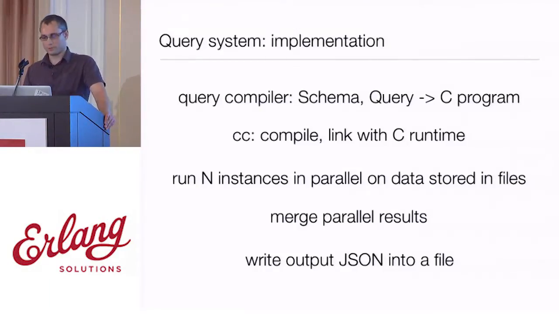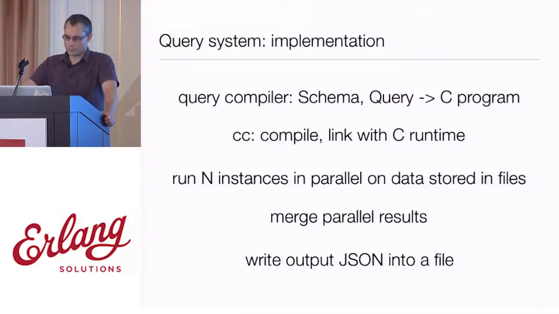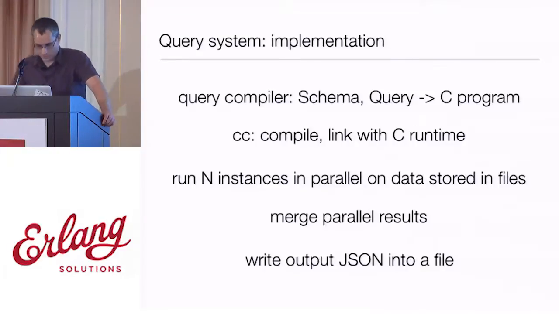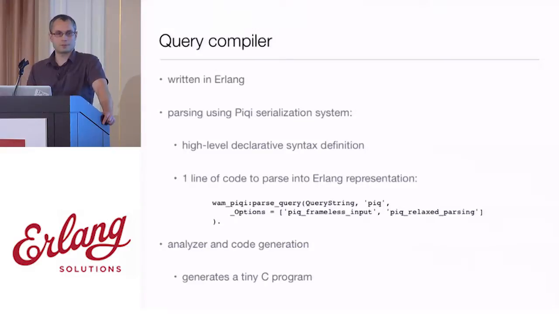So finally, the query system. There is a query compiler that takes the schema and the query string and turns it into a C program. Then the C program is compiled with a C compiler and linked with a small C runtime. You get a program that you run in parallel on data stored in files in the local file system. Then each instance produces temporary results. Then at the end, you just merge results and write output in JSON format into the output file. So that's what the query system does in a nutshell.